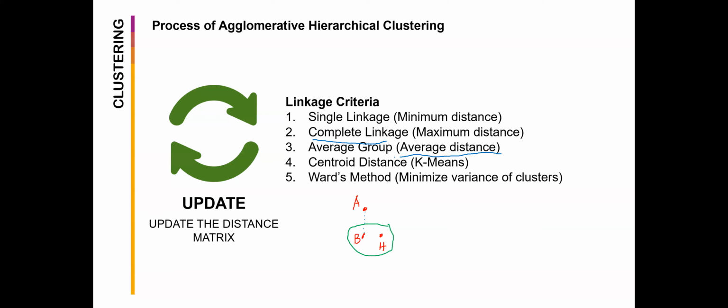Now, another interesting one here is the average group. What happens is we compute the average of B and H. Let's say the average is at the middle, this one. Then A will calculate its distance with this average. So this is the distance it will calculate instead of to B or to H. And then it updates the distance matrix, and then the same thing happens. We look at the distance, we merge near clusters, and then we update the distance matrix.